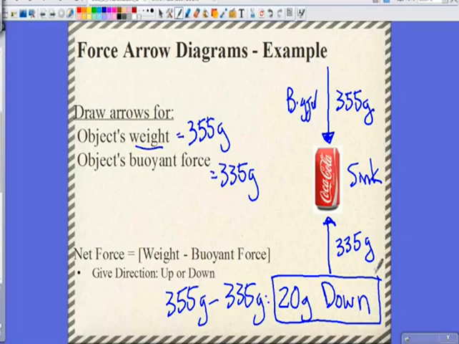So when I actually put it in water, when I try to lift it up, it's going to feel like 20 grams in the water. All right? So that's how I do force arrow diagrams for this unit. Remember, in this one, we're only going to have up and down arrows. So it's pretty simple, a lot easier than last unit where we had arrows going in all different directions. But this is how you do the net force.